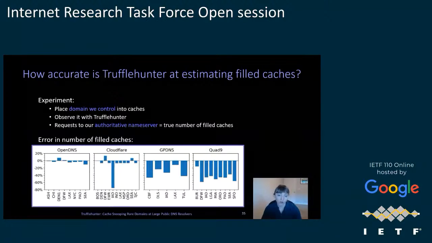The takeaways here are, first, we were able to tune our algorithm so that we almost always underestimate, which is good because our goal is to provide these lower bounded estimates of prevalence. And second, even on the resolvers where we have high error, we do see at least half of the filled caches.